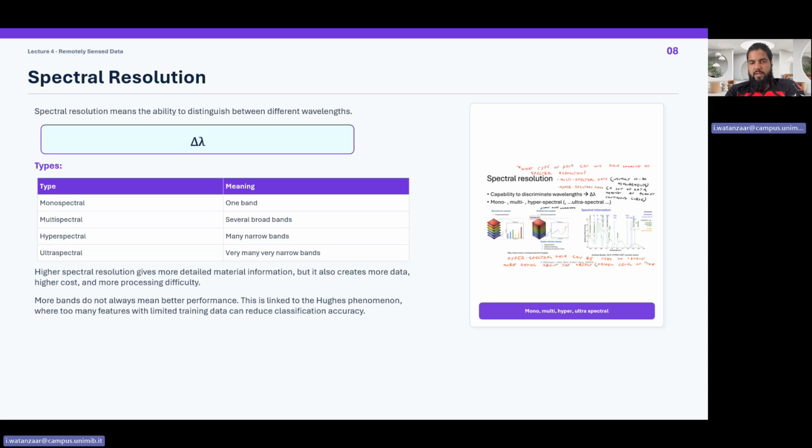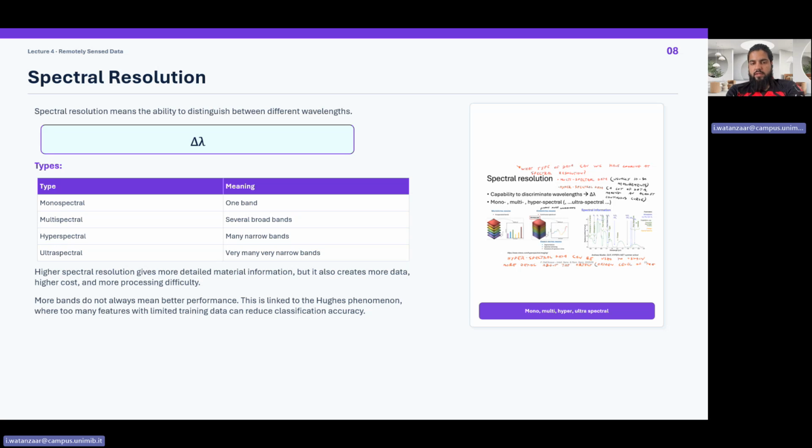We have multiple types of spectral resolution, and we have seen the multiple bands. We start from monospectral, meaning one band, then multispectral, several broad bands, starting from 4 to 5 bands. Then we have hyperspectral, many narrow bands. We have already seen the hyperspectral sensors, which capture from 10 to 100 bands, very narrow, like 2 to 5 or 3 or 4 nanometers, giving more details on the oxygen level.